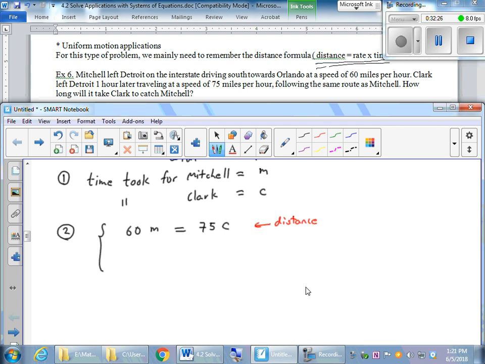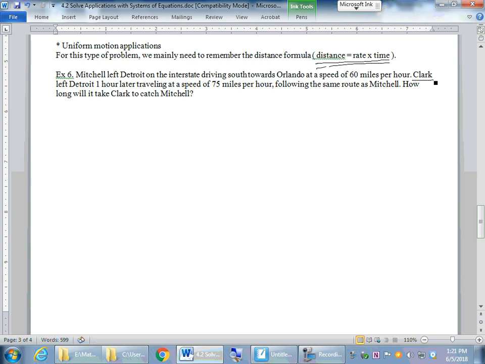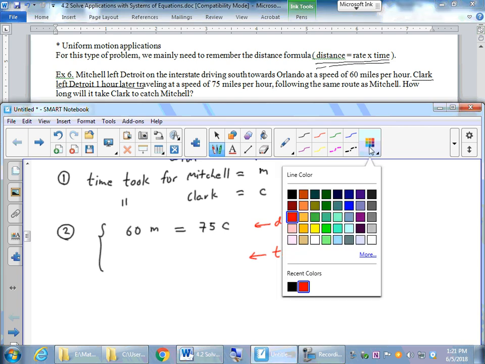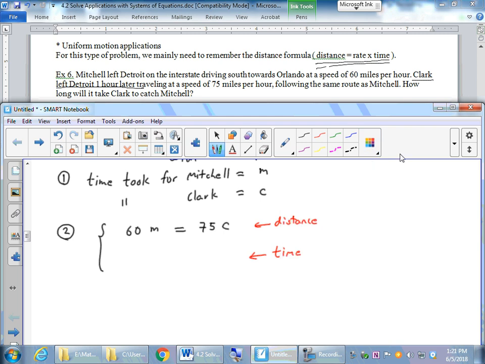So we got the distance already. And the second equation, we will set it up on the time part, because there is another relation between the times in this case. Look right here at the second sentence: Clark left Detroit 1 hour later. That means the time Michelle drives is 1 hour more. So when we set up the equation, the time that Michelle drives must be equal to the time that Clark drives plus 1 hour.